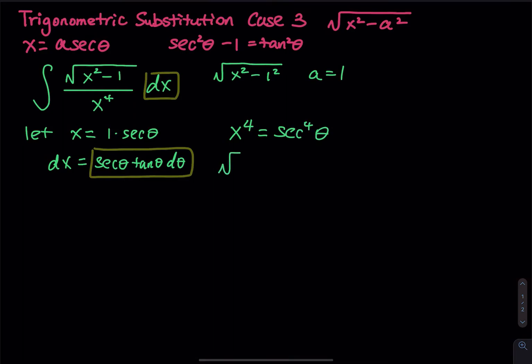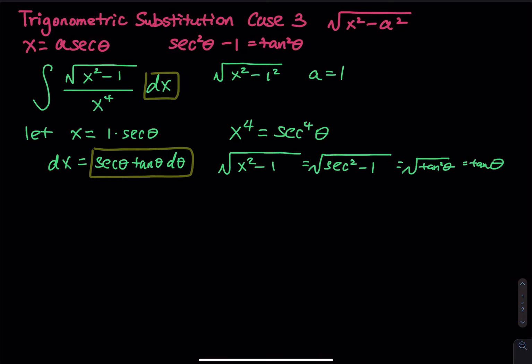What about the square root? X squared minus 1, so that is equal to secant squared minus 1. So secant squared minus 1 is tangent squared. Do you see that in red? So that is equal to the square root of tangent squared theta, which is equal to tangent theta. So every component in the given integral is now in theta.